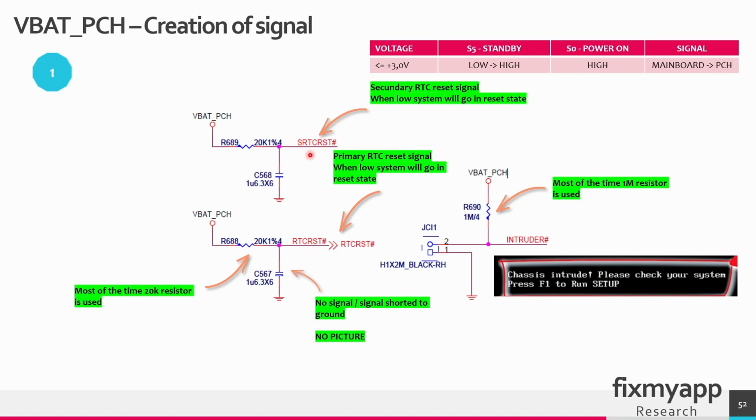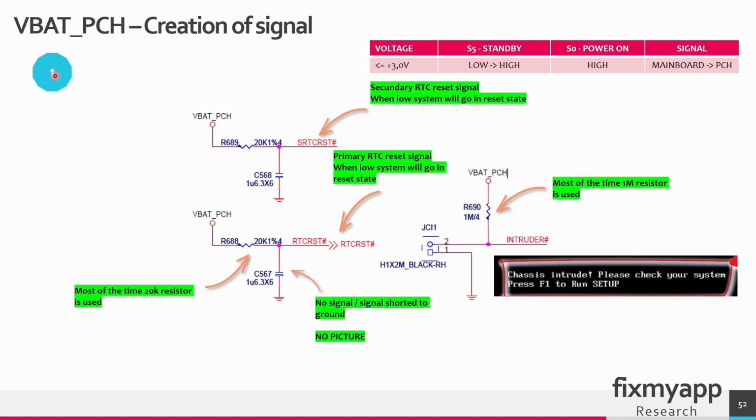This is called a secondary real-time clock reset signal. It's the same as this reset signal. The secondary RTC reset signal can trigger some additional functionality within the PCH. The secondary reset signal is basically the same as the primary RTC reset signal.